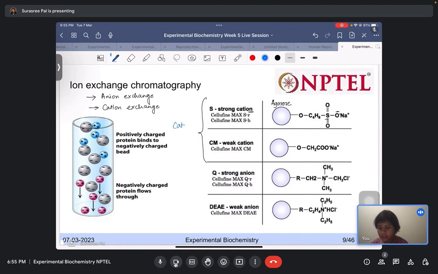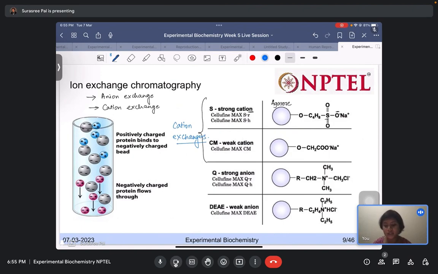These are cation exchangers, which means that the positively charged proteins will bind to it. Now how do we elute these proteins? We will use a cation of higher ionic strength to pass through the column, which will elute the proteins. So a stronger ionic strength cation will actually displace the protein molecules, by which we will elute the proteins from the resin or from the matrix, from the column.